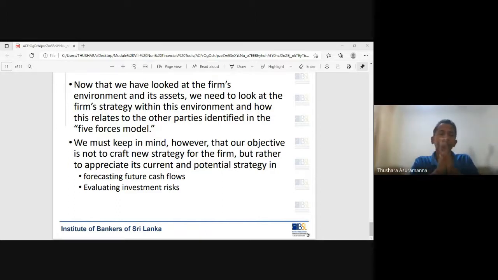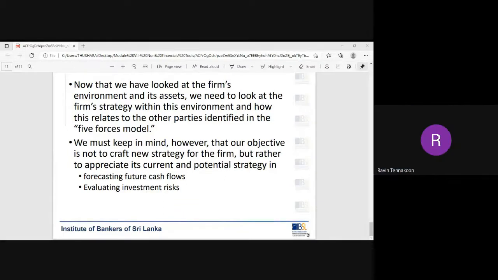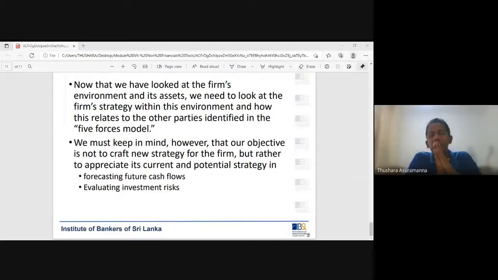The last one, substitutes. High, medium, low. Availability of substitutes. Medium. Low, sir. Low. Tanya, Roshni, Samindri, medium to high. Tanya, Roshni. Medium, right. Why do you say, Ravin, you say low?